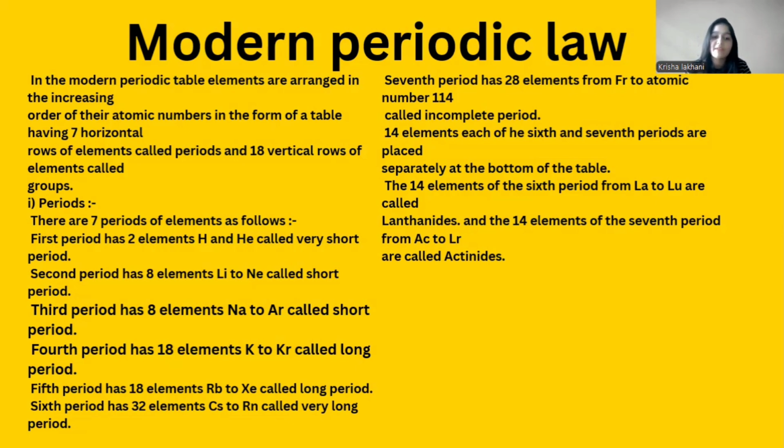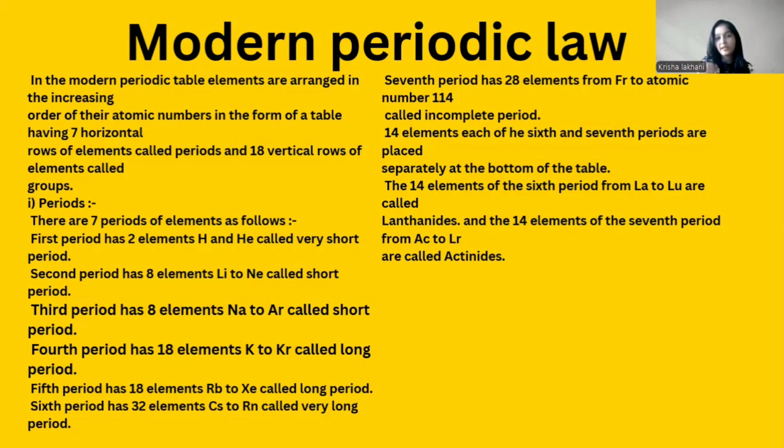The fifth period will have 18 elements, rubidium to xenon, and the sixth period will have 32 elements, cesium to radon. The seventh period has 28 elements from francium to the atomic number 144, called an incomplete period. 14 elements are there in the sixth and the seventh period. So this is how it is divided.